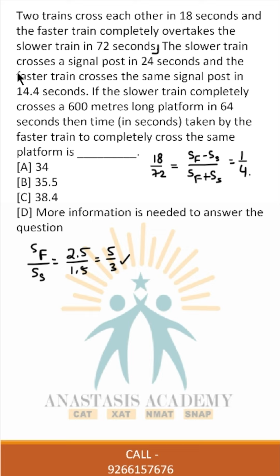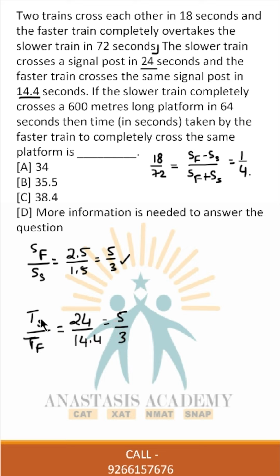The slower train crosses a signal post in 24 seconds and the faster train crosses the same signal post in 14.4 seconds. Now in this instance, can you see the ratio of the time taken by the slower train and the time taken by the faster train is in the ratio 24 by 14.4, which is equal to 5 by 3.